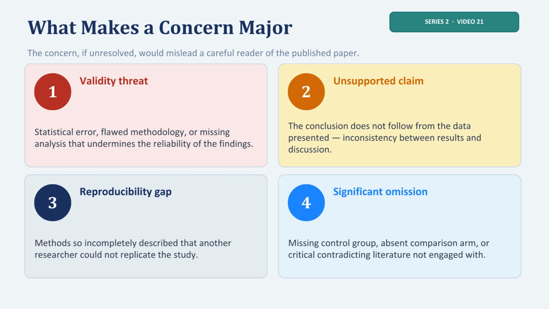A significant omission, a missing control group, a comparison arm absent from the design, or a body of contradicting literature the paper does not engage with. These omissions change what a reader would conclude. The test for all four: would a careful reader of the published paper be misled if this concern went unaddressed?